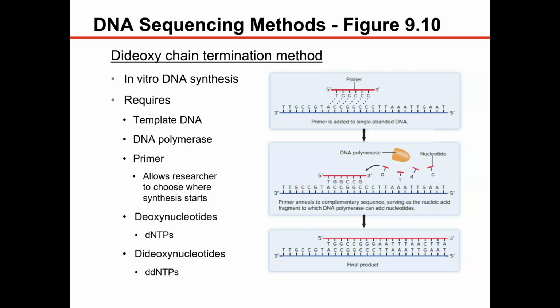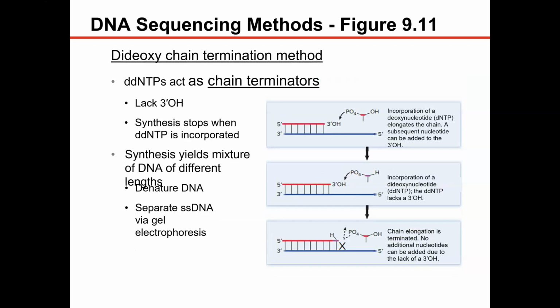And then we have deoxynucleotides, normal DNA nucleotides, and then dideoxynucleotides, which are kind of like broken DNA. So once a dideoxynucleotide binds, nothing else can bind, okay? So once you have the dideoxynucleotides bind somewhere, then the chain stops.